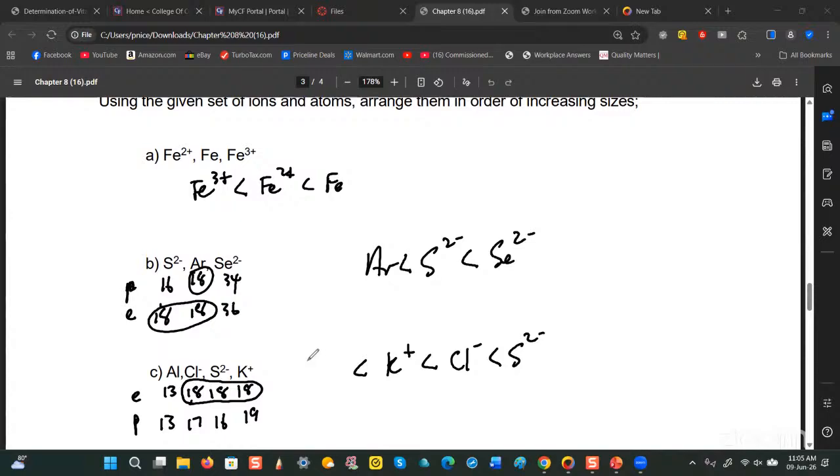But that's an interesting one. Aluminum, if it wasn't for the negative charge, aluminum would definitely be larger. But because chlorine gains an electron, I would put aluminum here. Because for one, I would expect it to be smaller in size compared to the potassium, and definitely smaller in size compared to the chloride and sulfide. So I will put aluminum here, at the beginning, smallest.